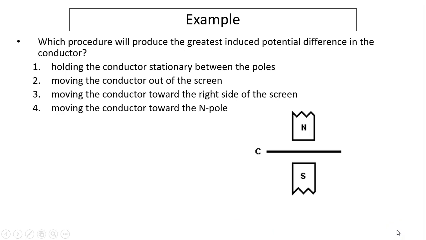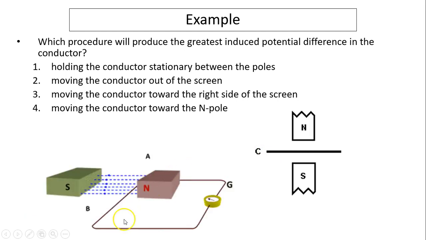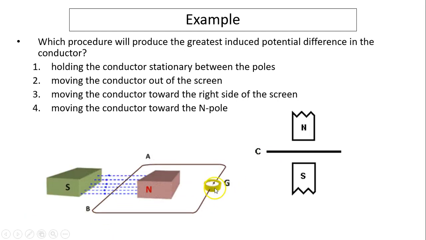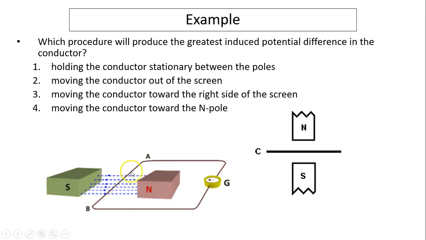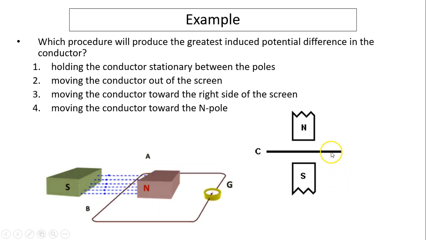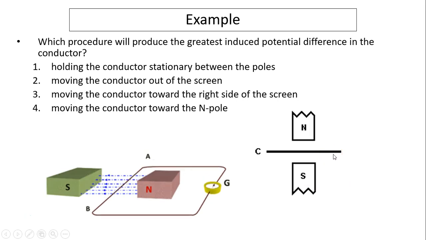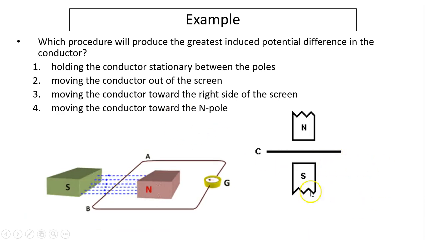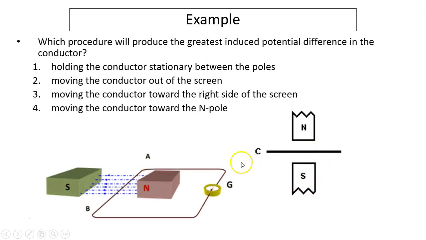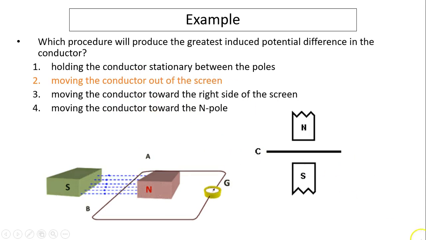Here is another example. Which procedure will produce the greatest induced potential difference in the conductor? In order to produce a potential difference, the wire has to cut the magnetic field lines. The field lines go from north to south in a vertical direction. So how can this wire move to cut the lines? Remember, in order to produce electricity or potential difference, the wire has to cut the lines. So in order for this wire to cut the lines, it has to move out of the screen or into the screen, not up and down and not left and right. So the answer is number 2.